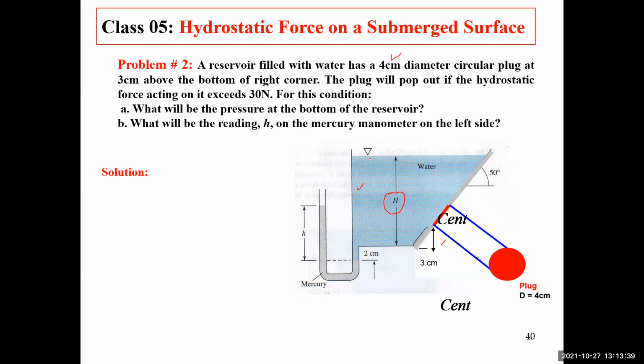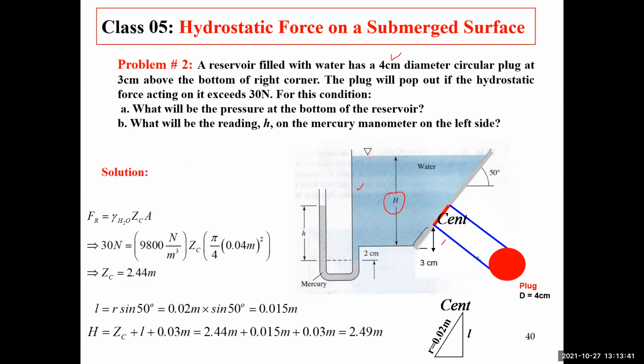tank. So I know that F sub r has to be equal to 30 newtons. The value of F sub r has to be equal to 30 newtons. And I know gamma. I do not know the value of Z sub C, which is the distance to the centroid.